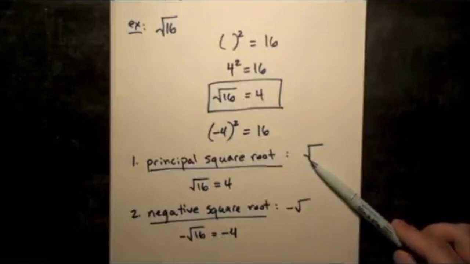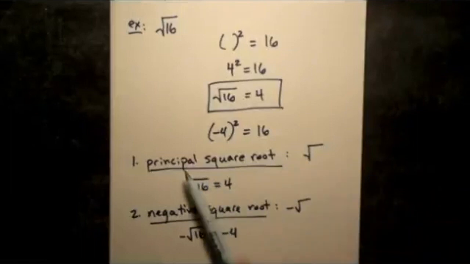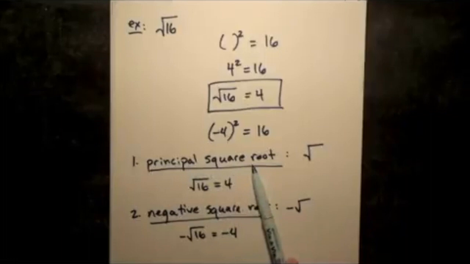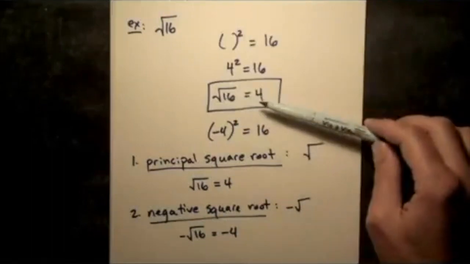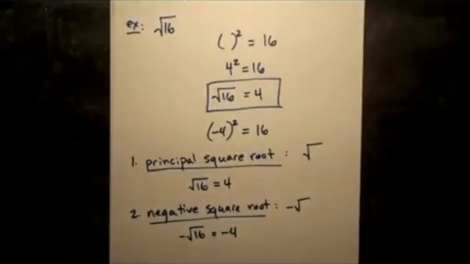So I like to think of this radical symbol itself as always representing the principal or positive square root. And then if there happens to be a negative in front of it, that would make it the negative square root. But just so you don't have to decide, the square root symbol itself is always the principal.